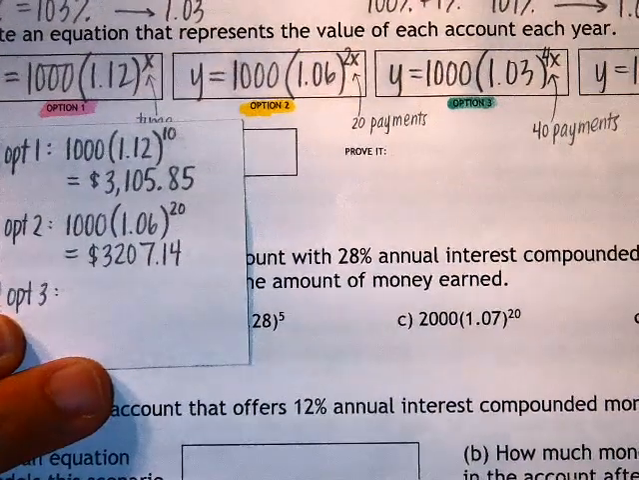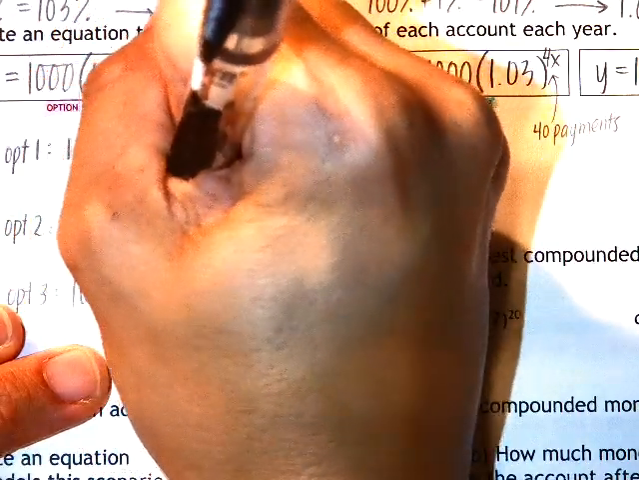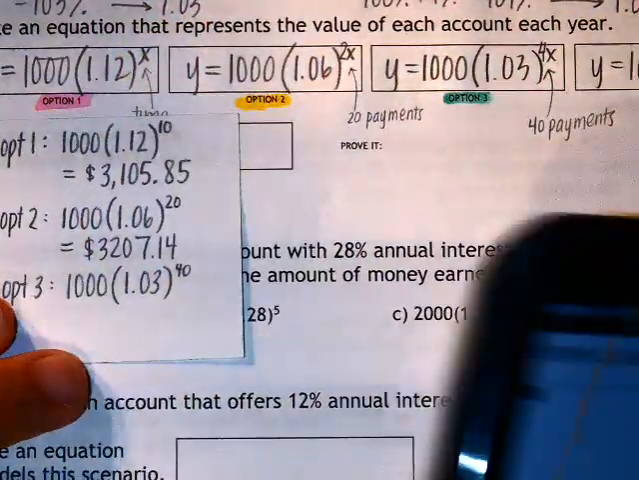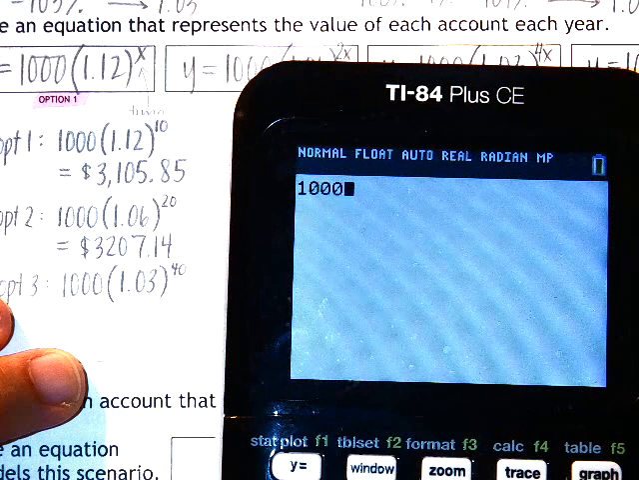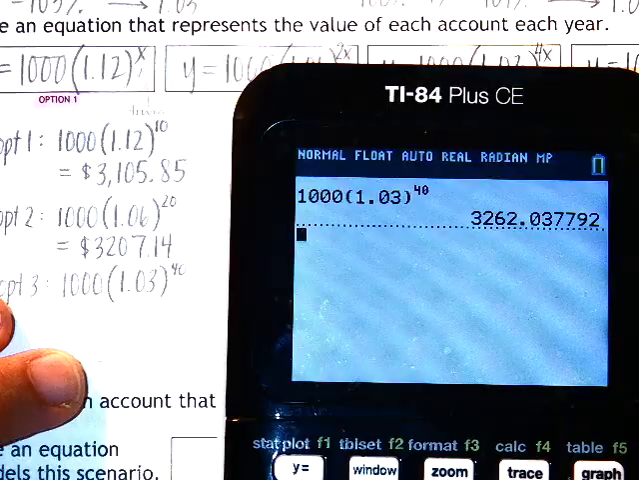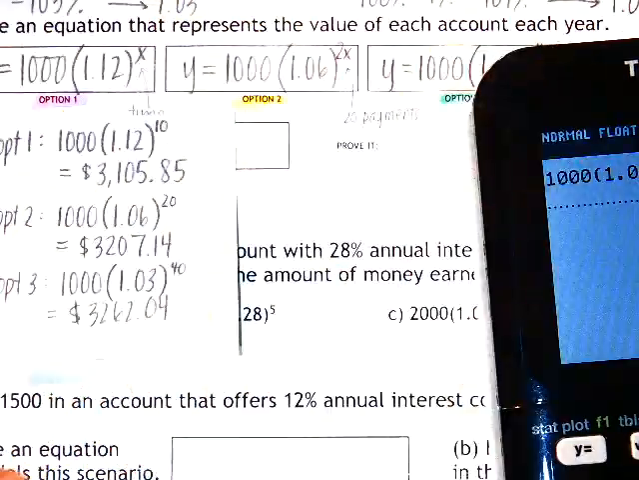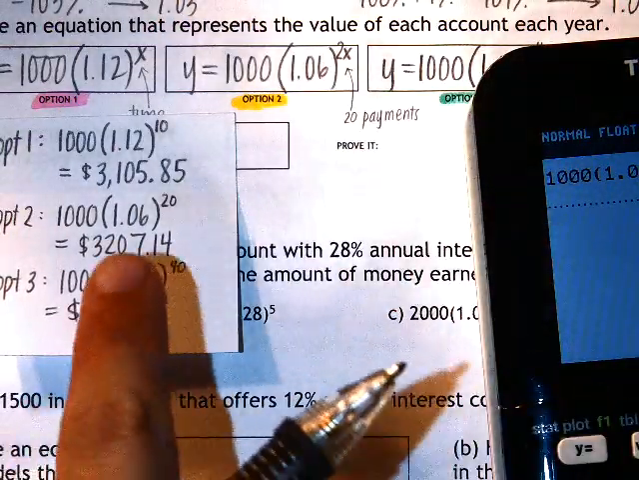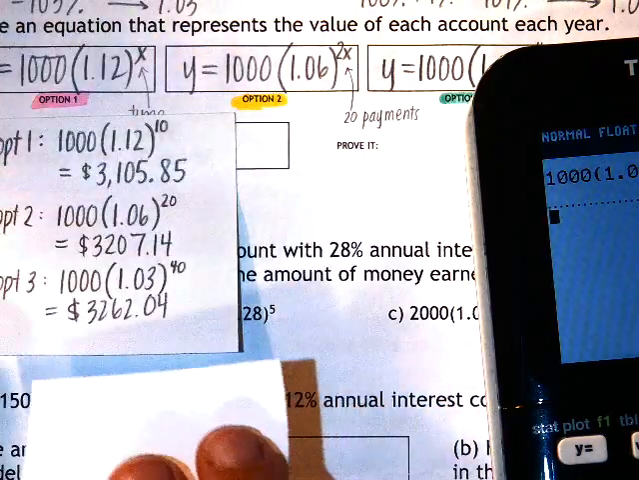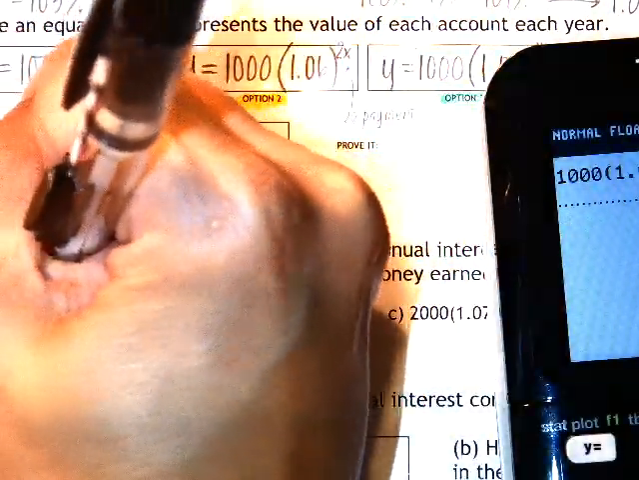So that means my equation is going to be $1,000 times 1.03 to the power of 40 payments. And again, I'll calculate that. 1,000, 1.03 to the power of 40 payments. That's $3,262.04. Again, that's better than we had before. So every time I'm doing this, it seems like it's getting better and better. That's good news. So let's assume option 4 might be the best.